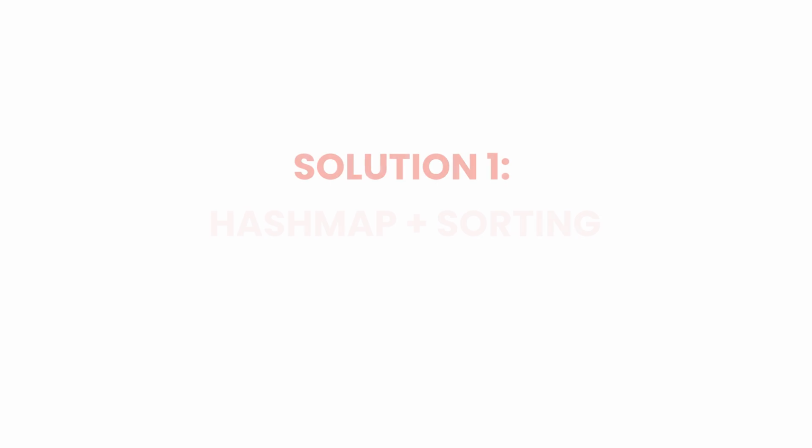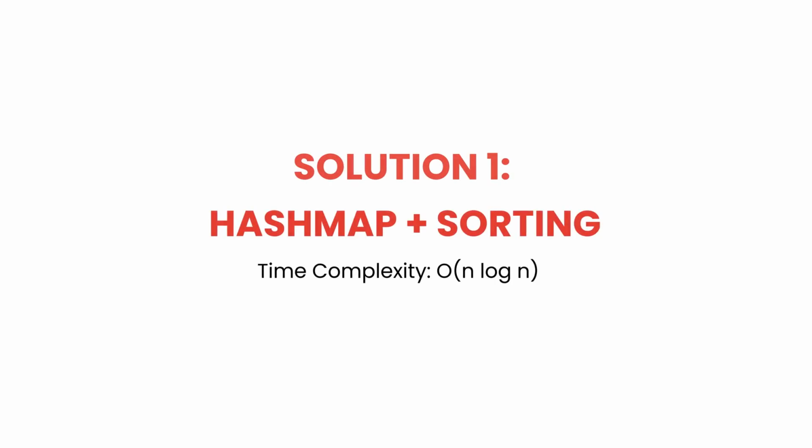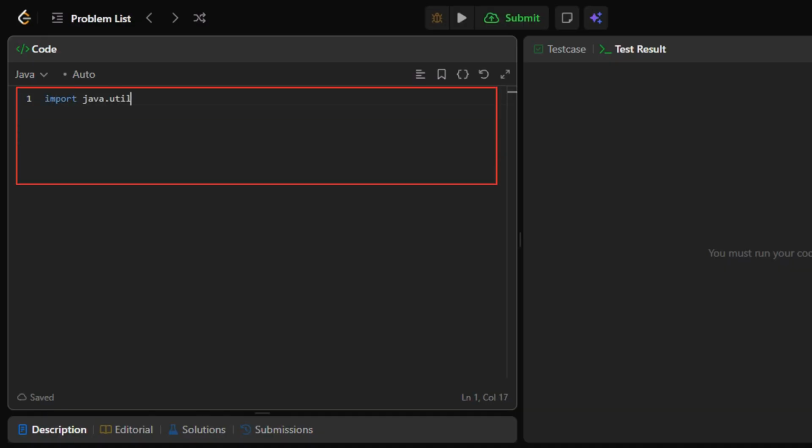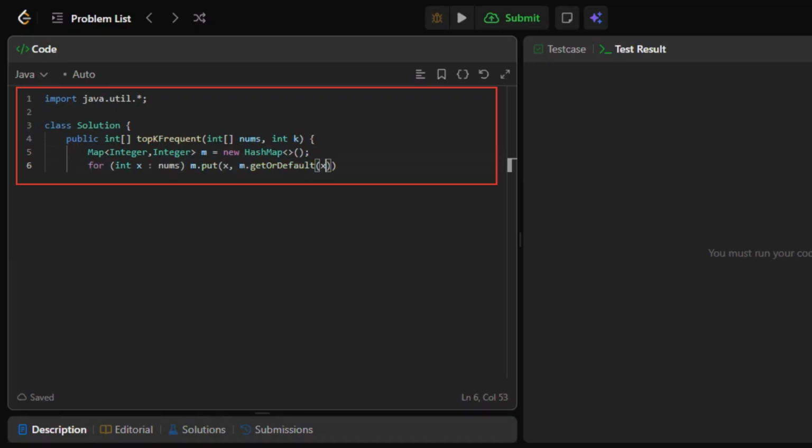Now let's implement the simple frequency map approach, counting occurrences and sorting them to pull out the top k elements. Step 1: count frequencies. We begin by creating a hash map to store each number and how many times it appears. We loop through all numbers in the input and update their counts. If the number isn't in the map yet, we start its count at 0. This builds a full frequency table for later sorting.